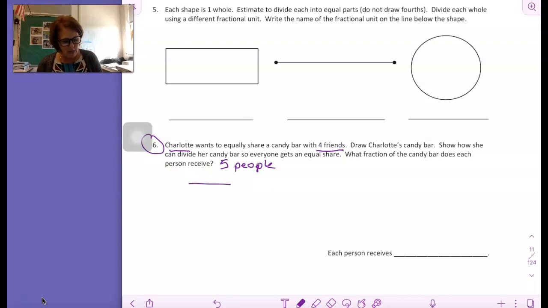So let's go ahead and draw a candy bar. I don't know, what's your favorite candy bar? Mine's, I love a whatchamacallit. I love a Hershey's with almonds. I love 1,000 Grand. I like lots of candy bars, okay?